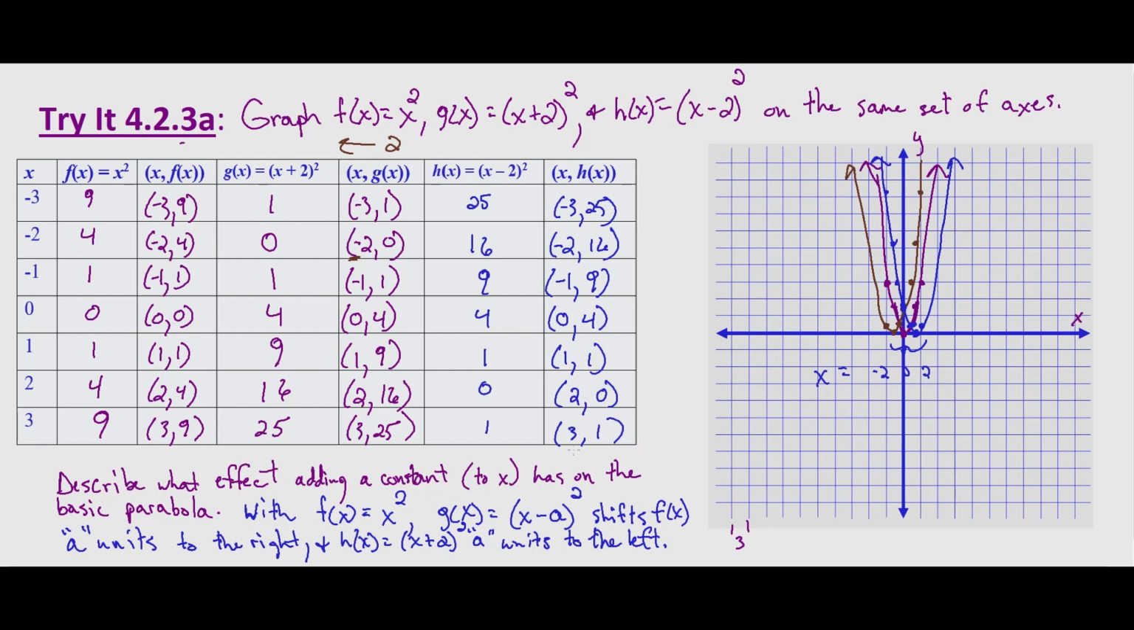So we don't have to plot points if it's in the form x minus or x plus a squared. We can just shift the points from f of x equals x squared that many units to the right if a is being subtracted, and that many units to the left if a is being added. It seems a little bit counterintuitive because when we're subtracting, that's a shift in the positive direction. When we're adding, that's a shift in the negative direction.